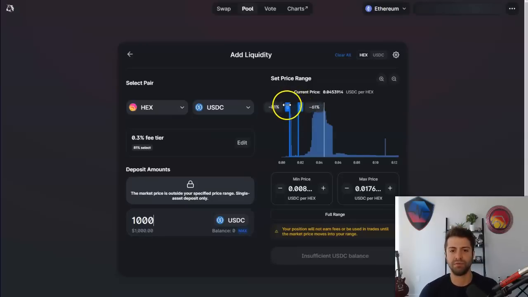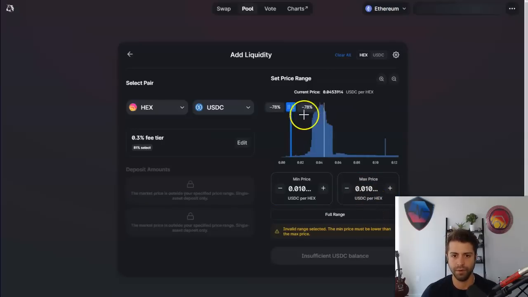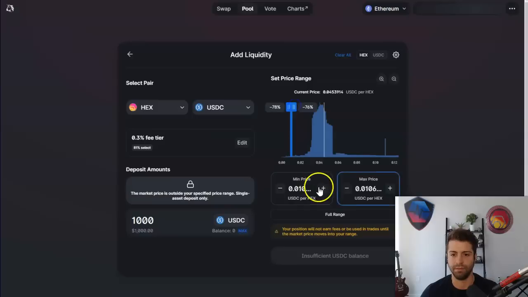Now, I just moved this range down a lot, but really this range can be as thin as you want it to be. So if you only want to buy HEX at, let's say, 1 penny, you can make this range almost 1 penny, right? You can make it really, really close to 1 penny. So let's say I go from negative 78% down below the current price to negative 76%, right? Effectively, then I'm buying between 1 penny and 1.06 pennies, which means if the price crosses into that very small range, I basically scoop up HEX at 1 penny price.